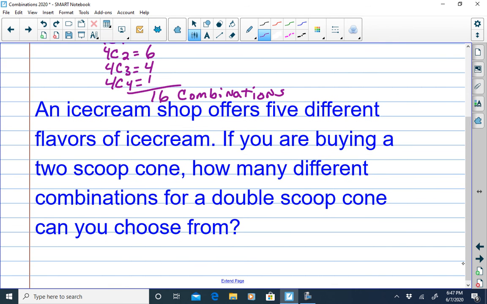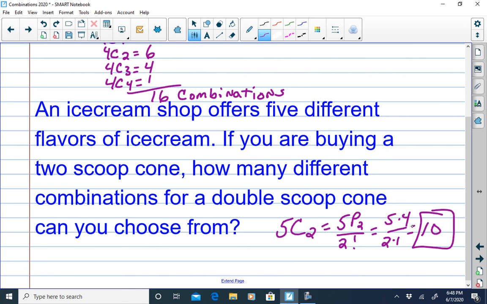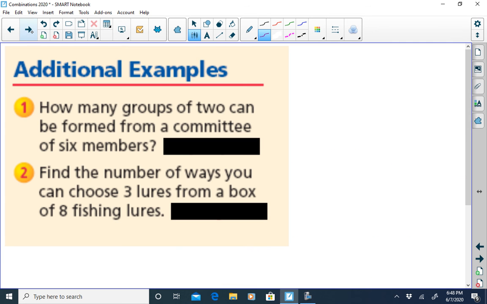An ice cream shop offers 5 different flavors of ice cream. If you're buying a 2-scoop cone, how many different combinations for a double scoop cone can you choose from? Unless you want the order of your ice cream to be in a specific order, we'd be talking about combinations there. So that would be 5C2, which is 5P2 divided by 2 factorial, which is 5 times 4 divided by 2 times 1, or 20 divided by 2. You're going to have 10 combinations for that situation.